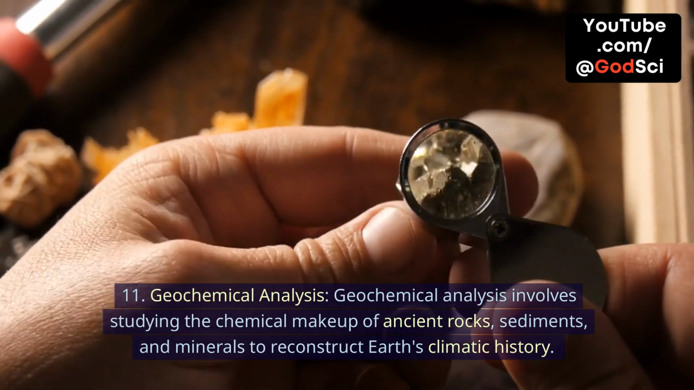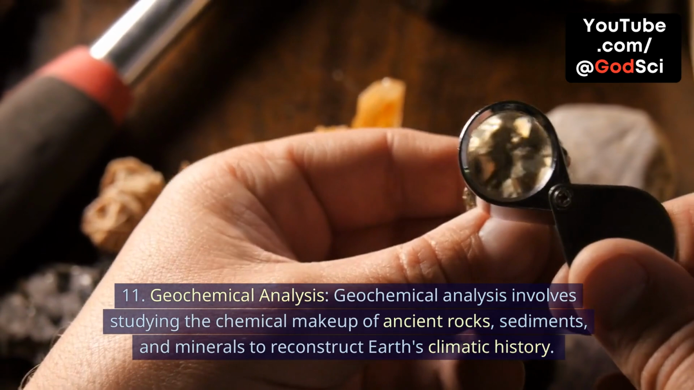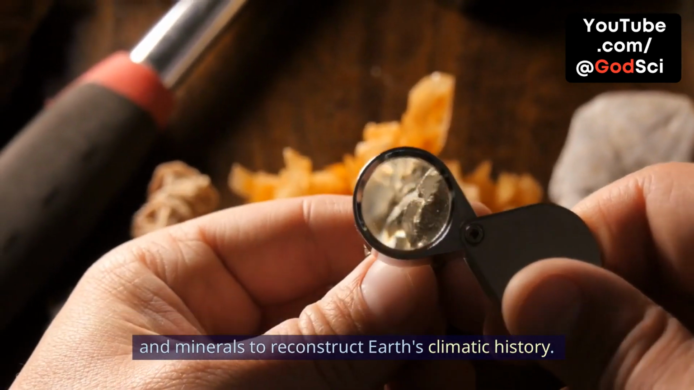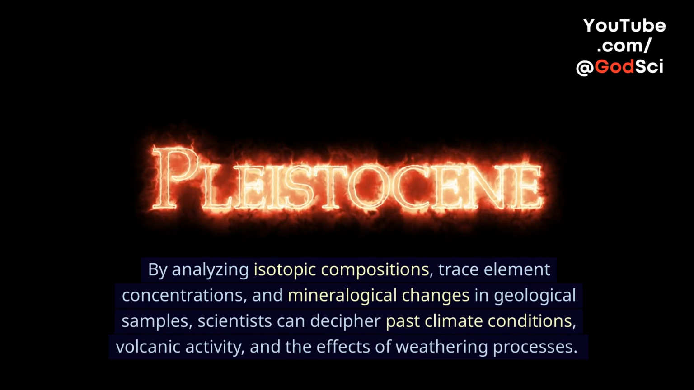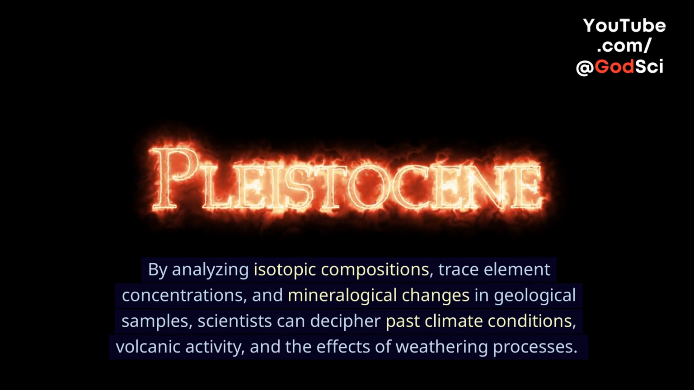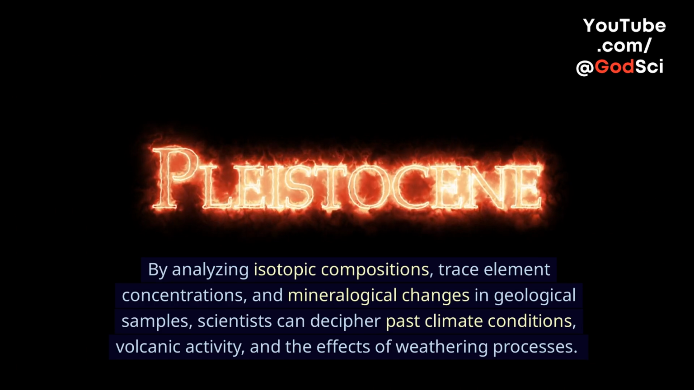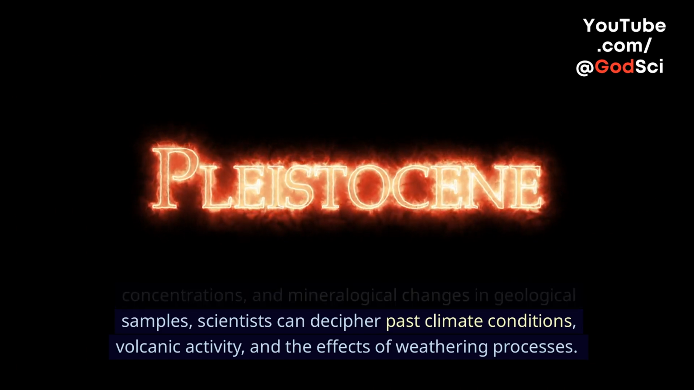11. Geochemical analysis. Geochemical analysis involves studying the chemical makeup of ancient rocks, sediments, and minerals to reconstruct Earth's climatic history. By analyzing isotopic compositions, trace element concentrations, and mineralogical changes in geological samples, scientists can decipher past climate conditions, volcanic activity, and the effects of weathering processes.